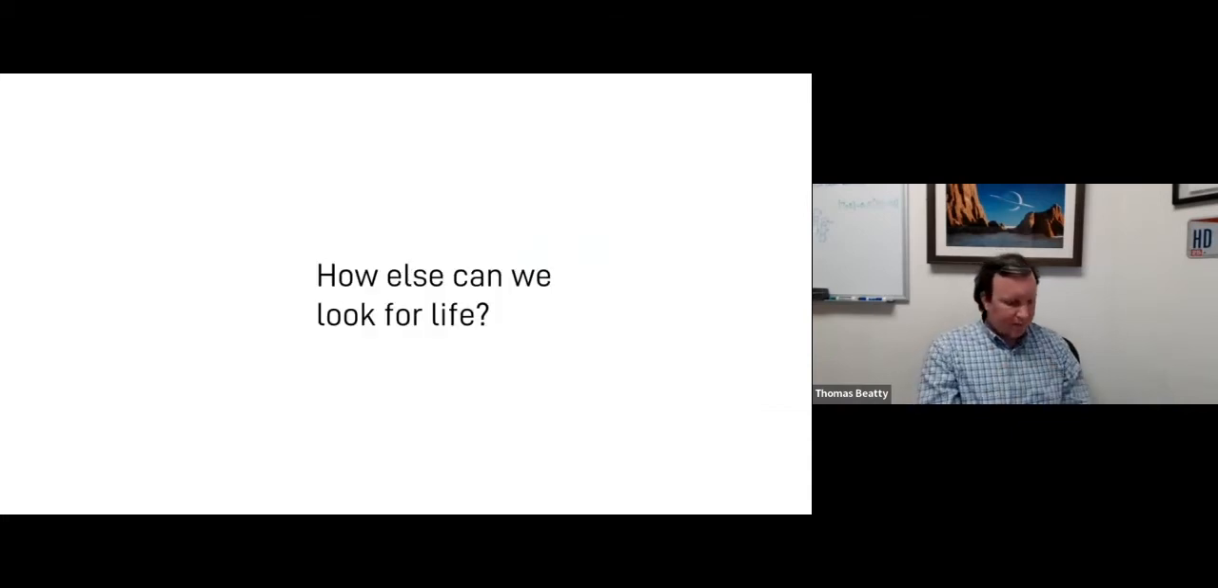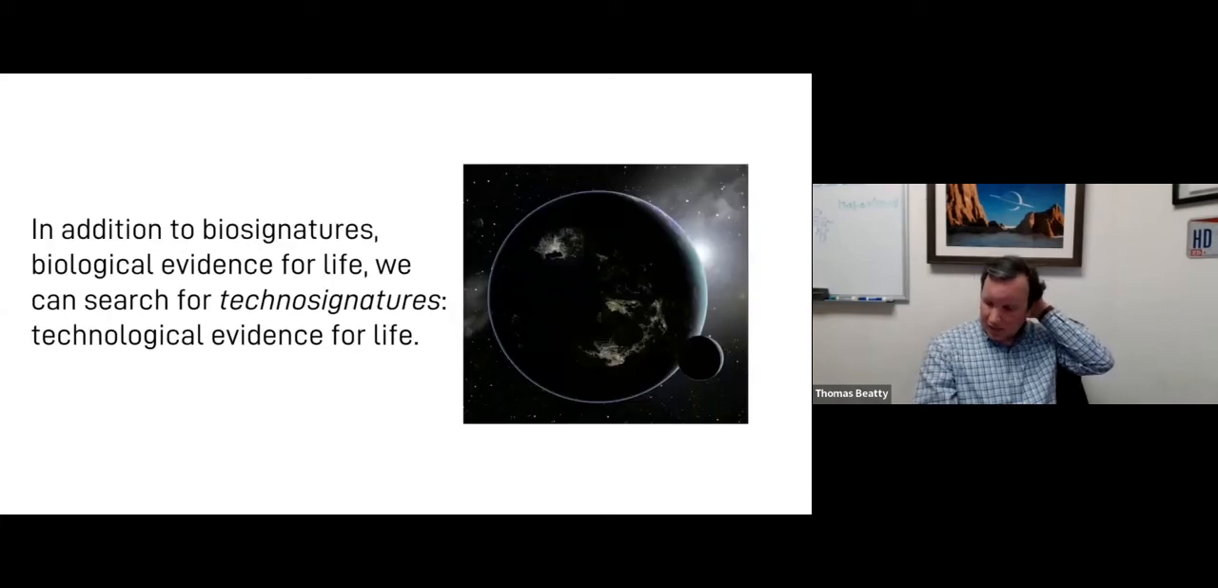Okay, so I want to wrap up just quickly with thinking about how else we can look for life. When we think about habitability and searches for life, what we think about is biosignatures. We think about looking for oxygen, maybe a little bit of methane. We think about looking for biological signs of life. And a lot of the development of techniques to characterize exoplanet atmospheres, particularly in the future, are designed around these searches for biological life. But I would say that in addition to biological evidence for life, we can also look for technological evidence for life. We can look for technosignatures.